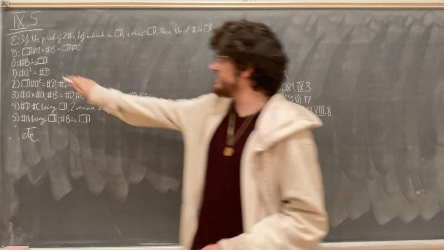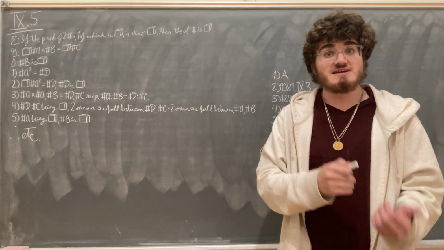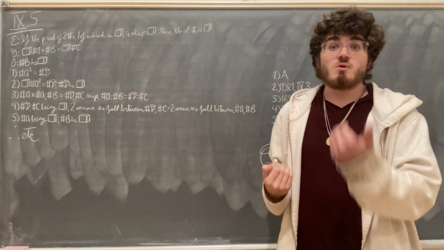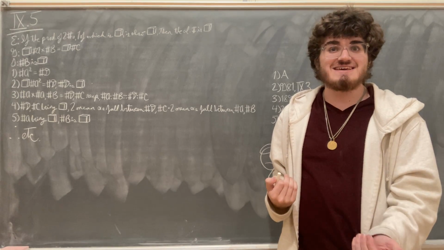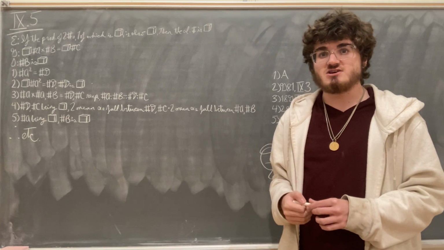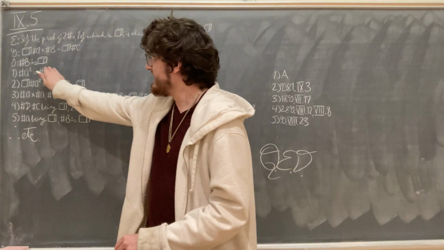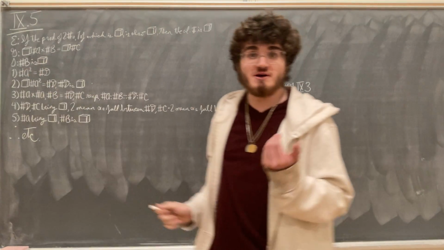Lots of cubes in the enunciation, so it might be a bit confusing, but let's break it down. We're given two numbers, A and B. Their product will be the number C. So A times B makes C. We're also given that the number C is a cube number. Furthermore, the number A itself is a cube number as well. And what we want to prove is that the third number, B, is also a cube number.